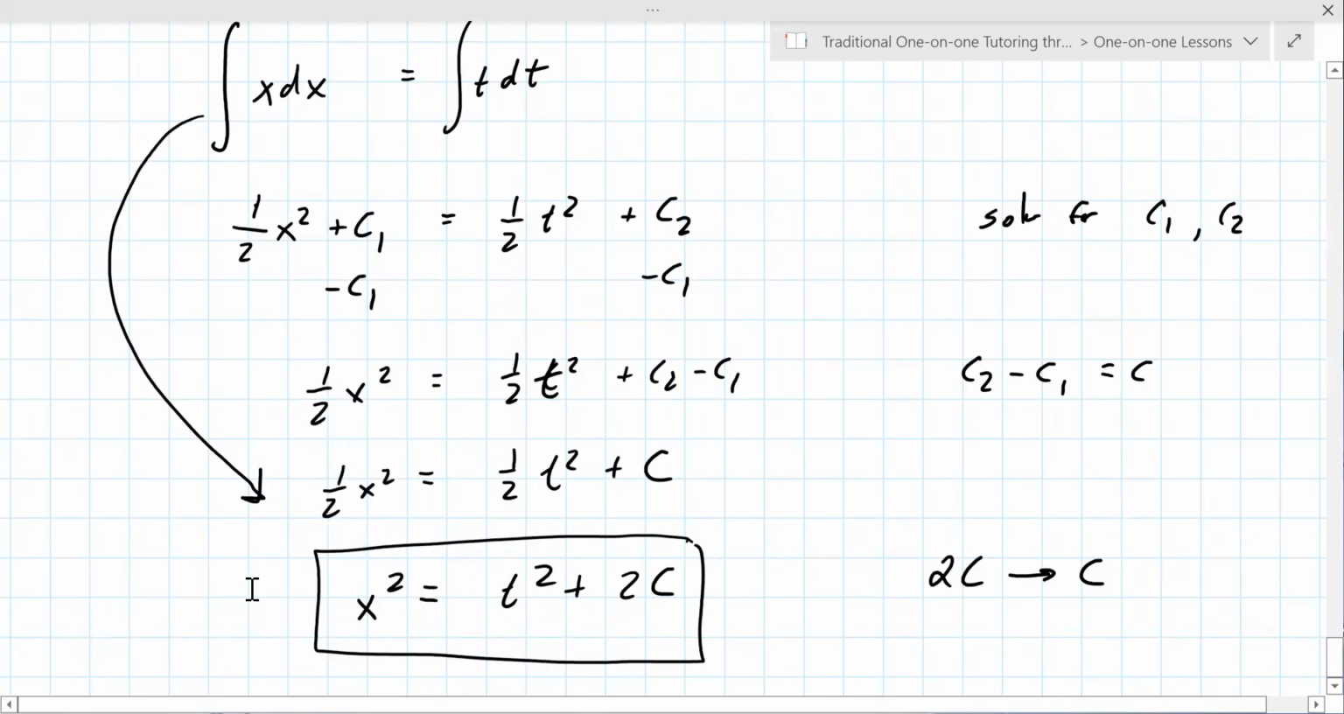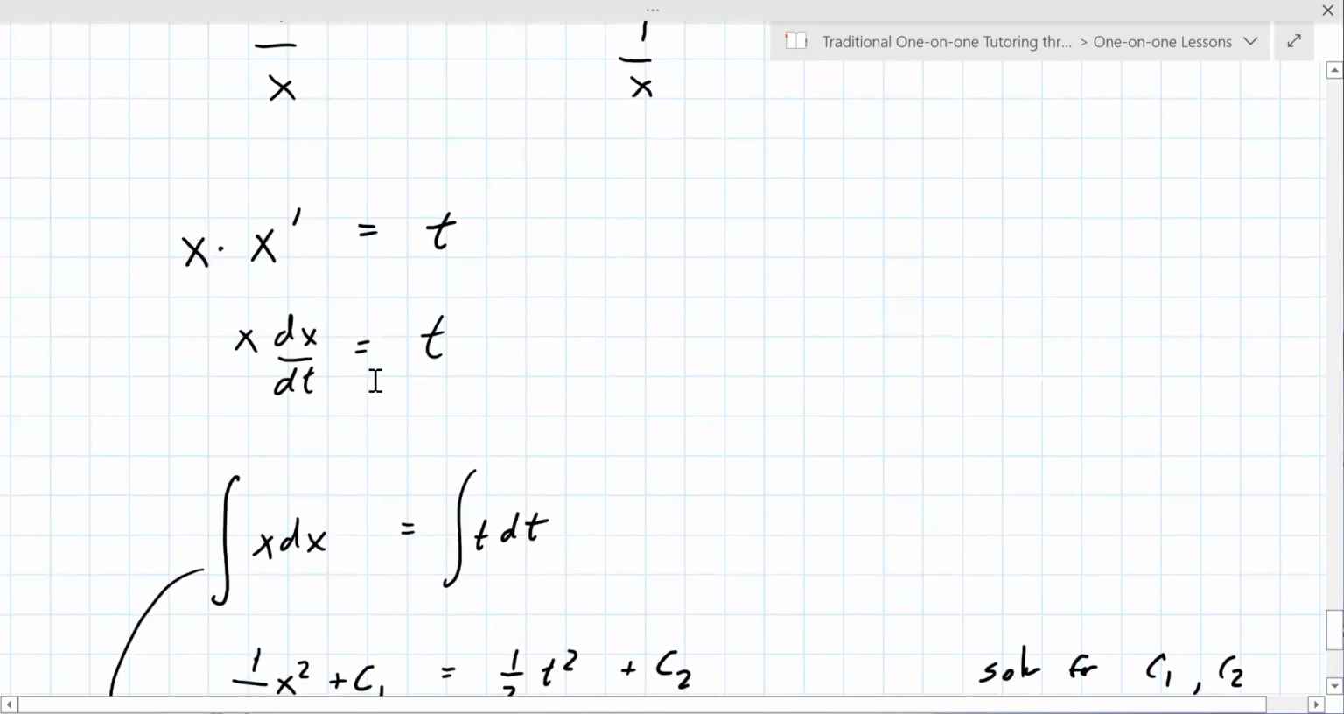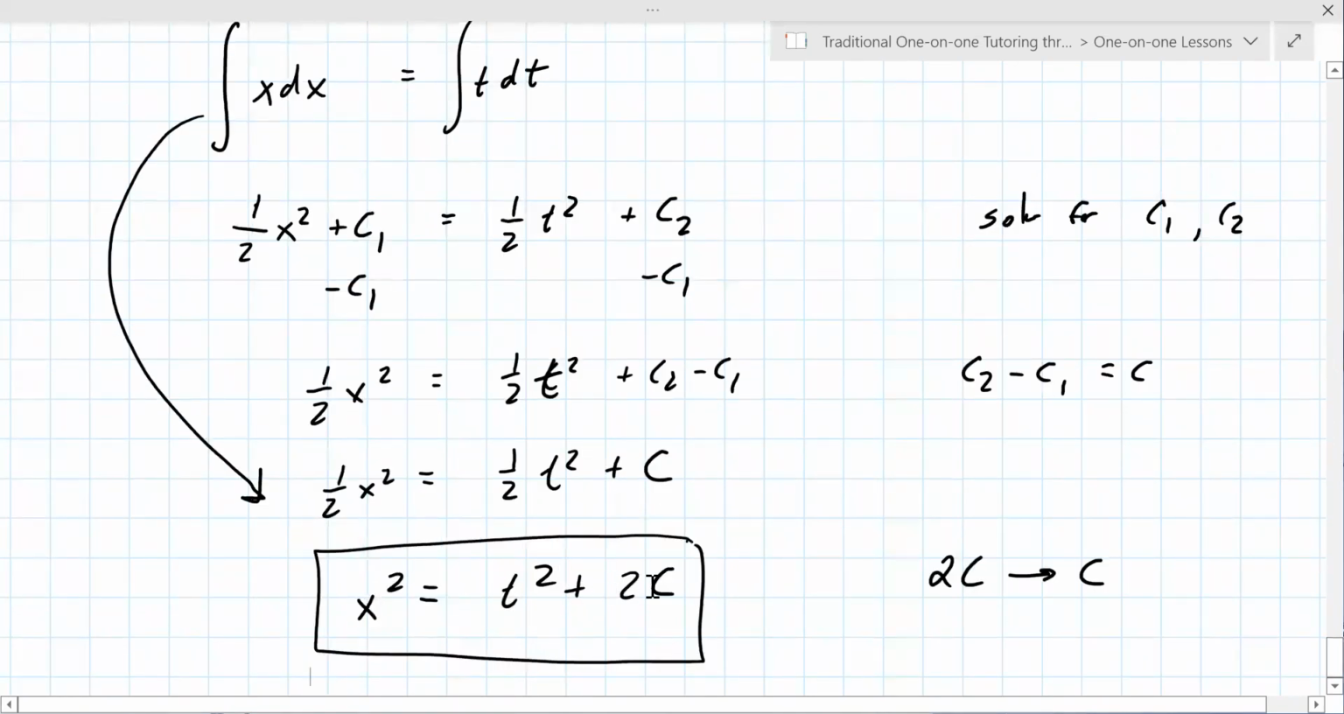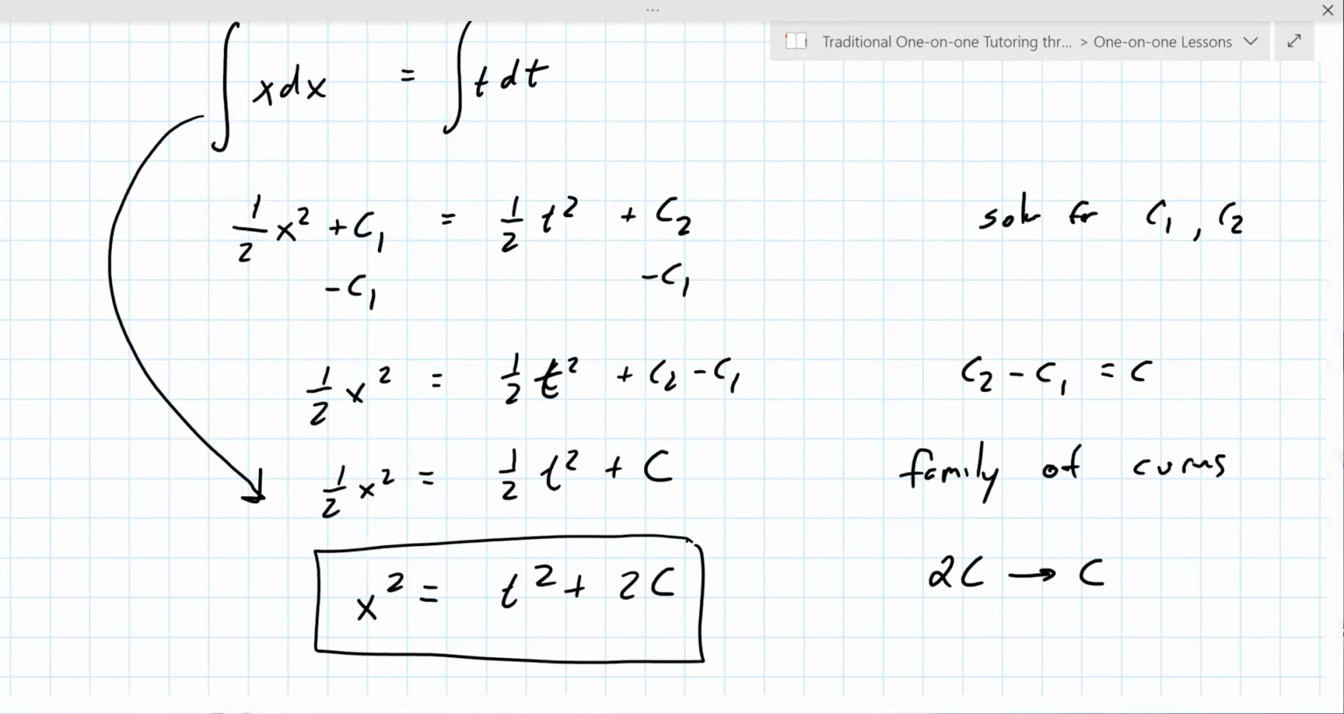Your differential equation has the solution x squared equals t squared plus 2c, or 1/2 x squared equals 1/2 t squared plus c. These are solutions. There's this thing called a family of curves. There's actually a bunch of solutions depending on the initial condition. This is the general form, and the particular one comes from knowing the initial condition or the constant.